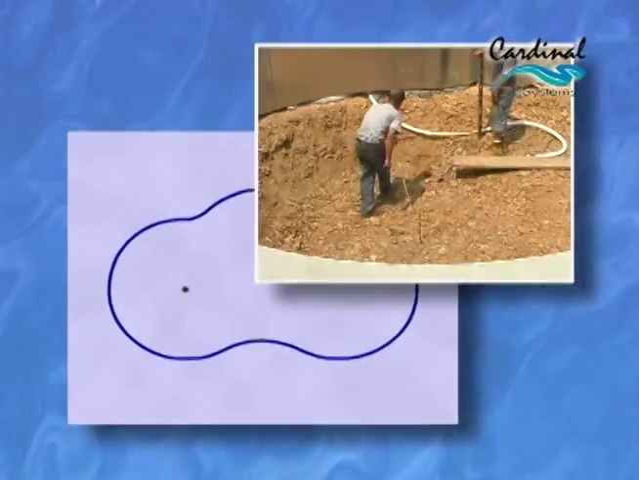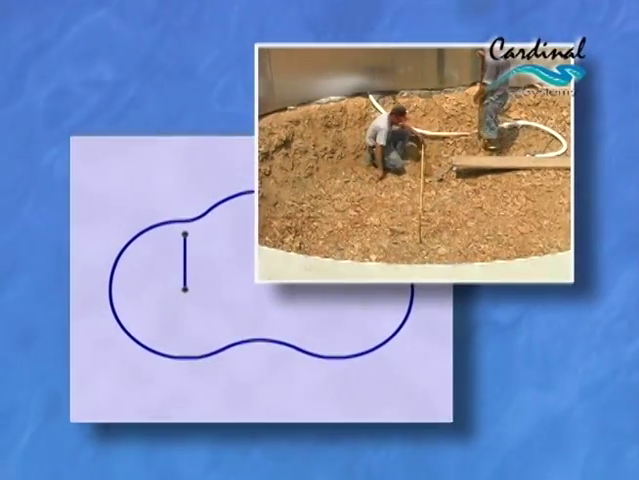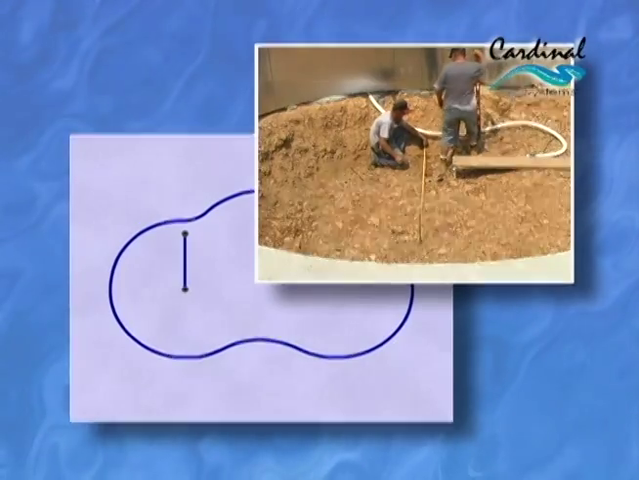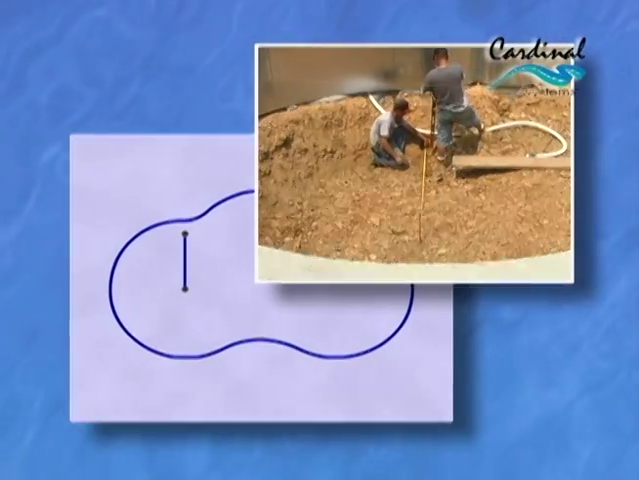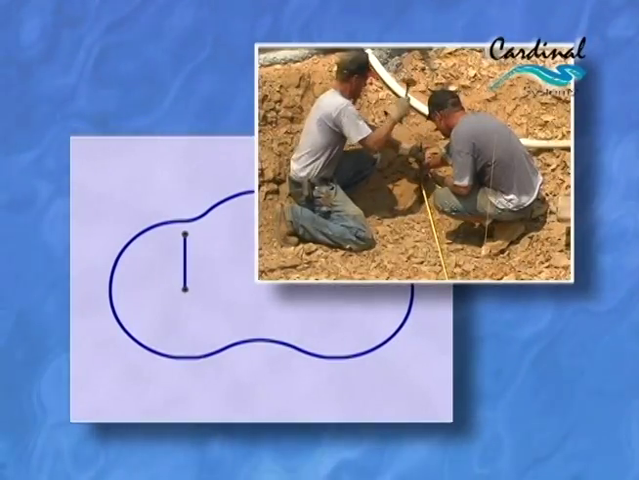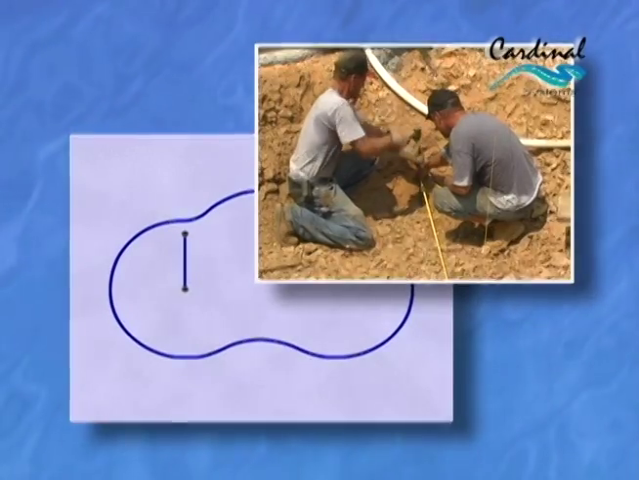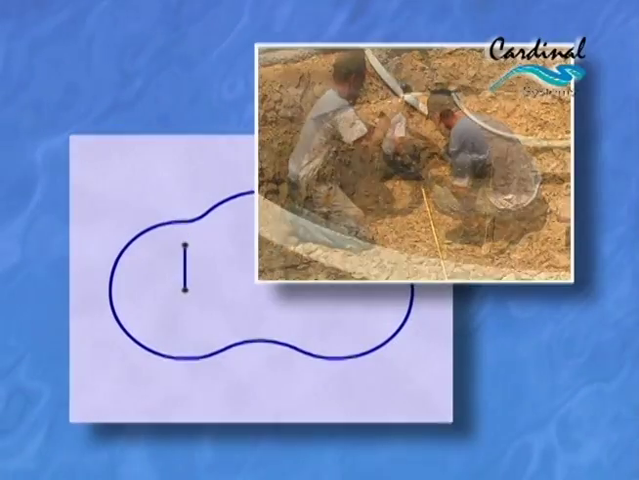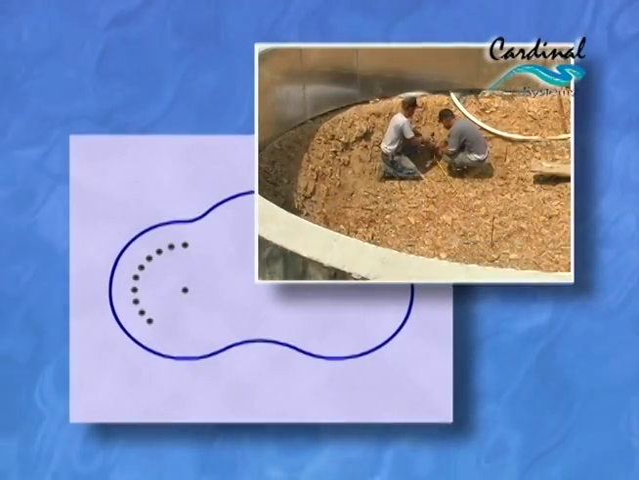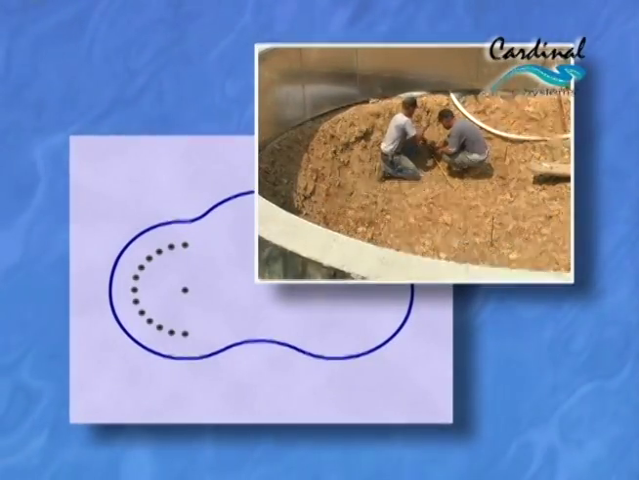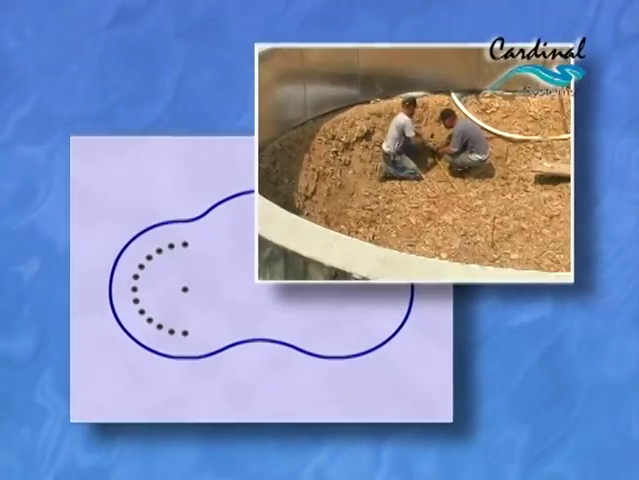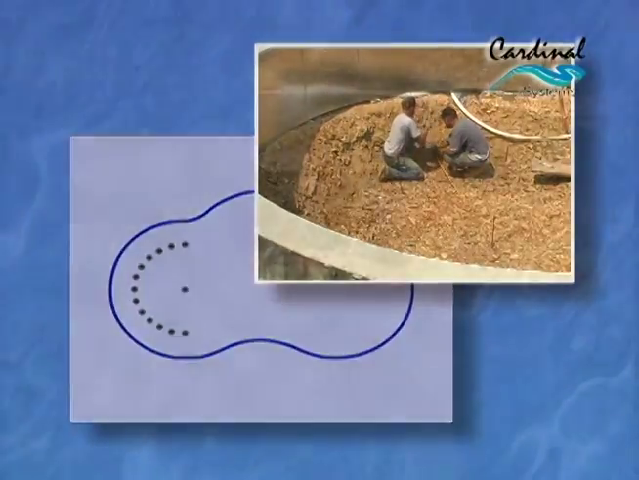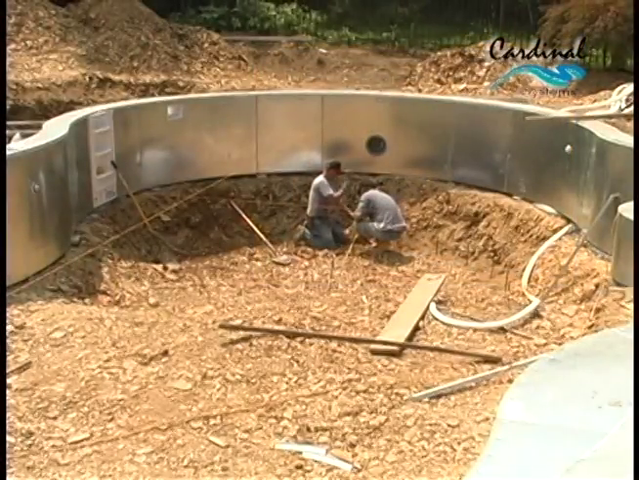Using this stake as a radius point, measure out 6 feet 6 inches and drive the first stake of the hopper. Continue swinging the 6 foot 6 inch radius all around the perimeter of the hopper, staking it out at strategic points with rebar. This installer has chosen 18-inch centers.